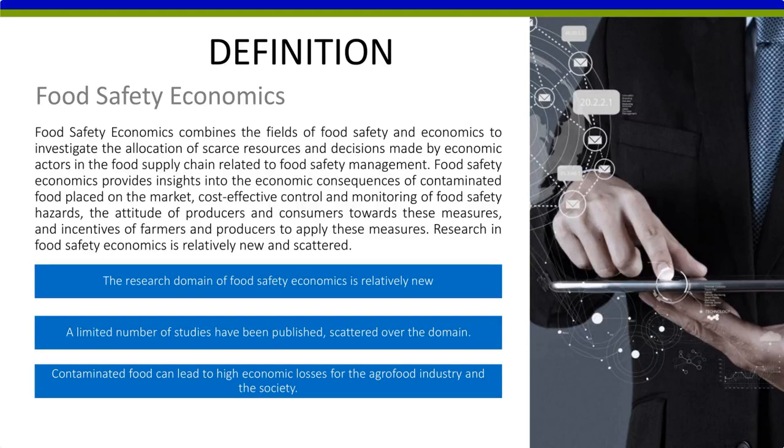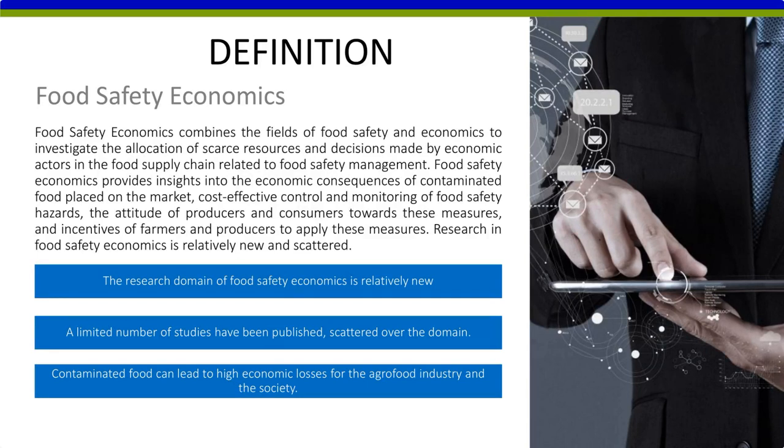And the main reason why food safety economics is mentioned, and why there are a lot of works now, some specific books, presenting food safety economics, is because contaminated food can lead to high economic losses for the agri-food industry and the society. When we look at the definition of food safety economics, it combines the fields of food safety and economics to investigate the allocation of scarce resources and decisions made by economic actors in the food supply chain related to food safety management.